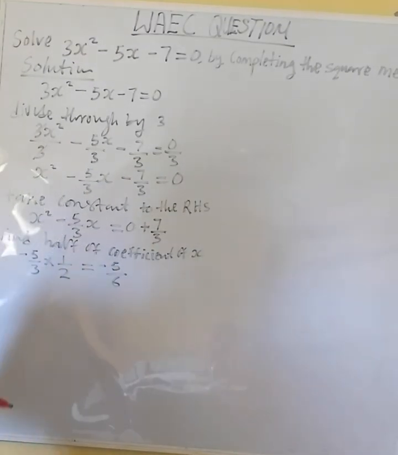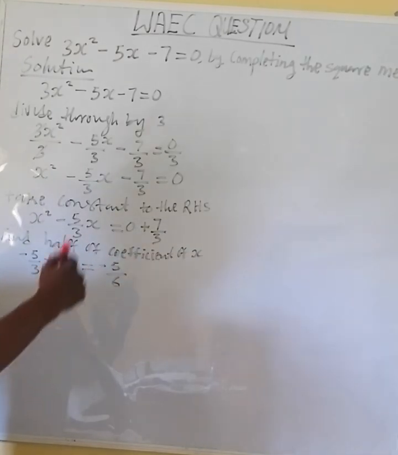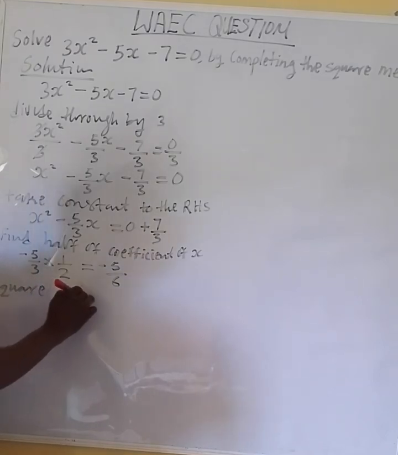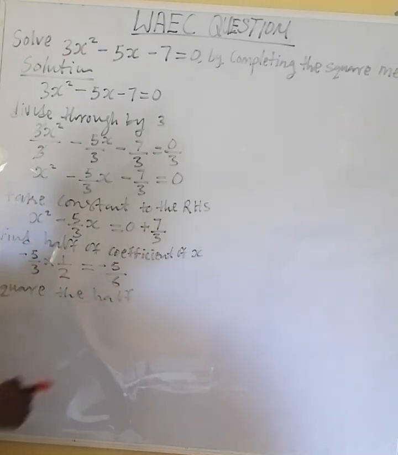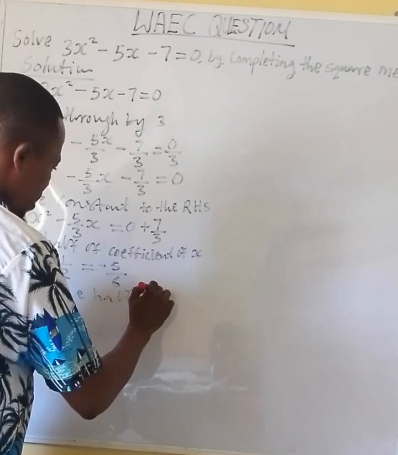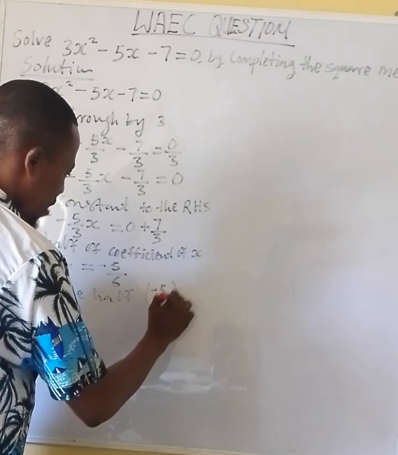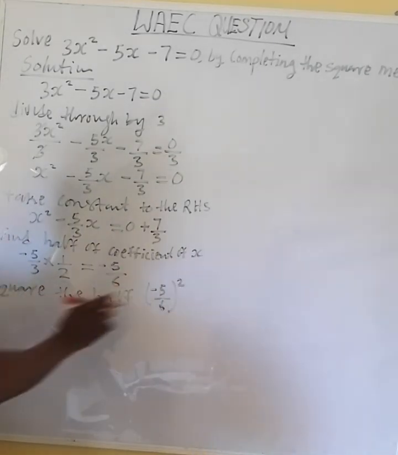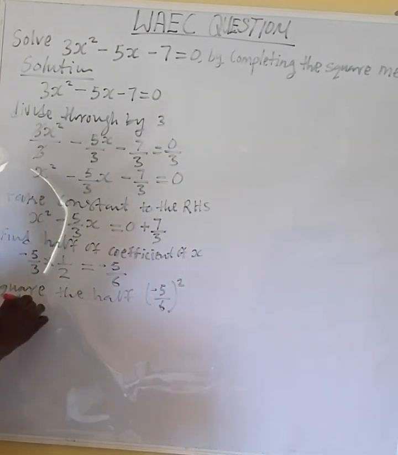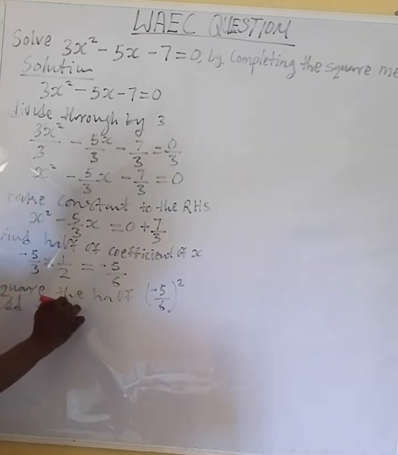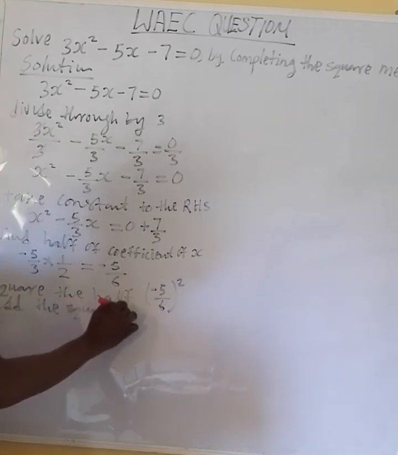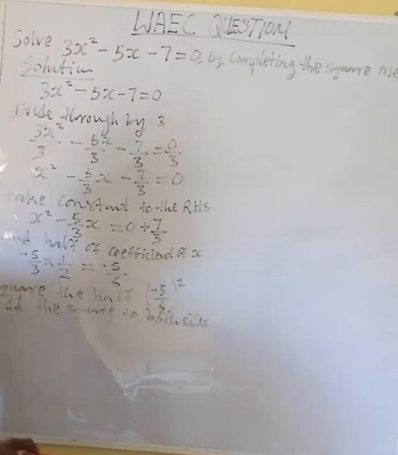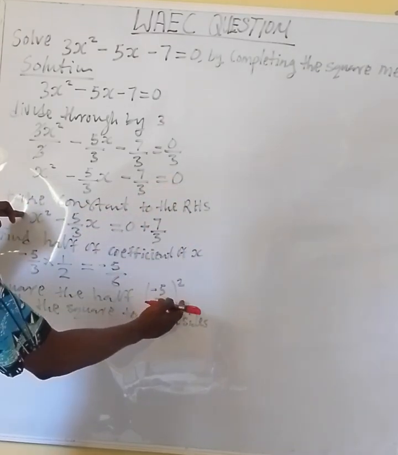The next thing we are going to do is square this half. So we square the half. The half that we are going to square, we have minus 5 over 6 as our half. Then you square it like this. So this thing that we square, you now add the square to both sides. This is where we stop. So we now add this square to both sides.